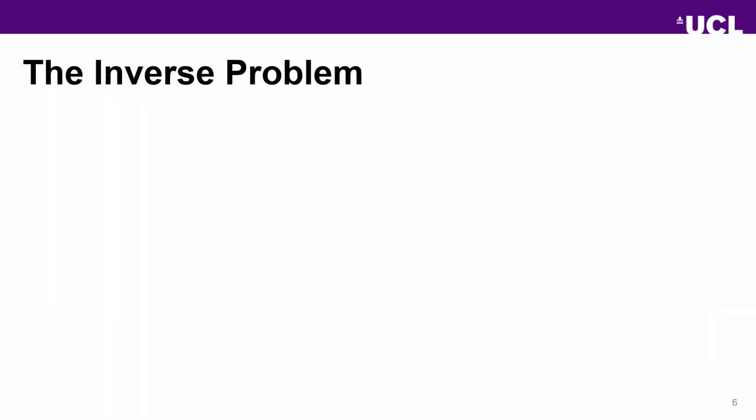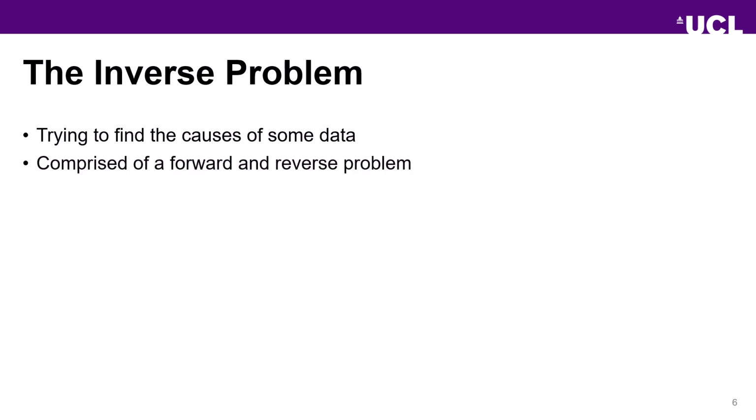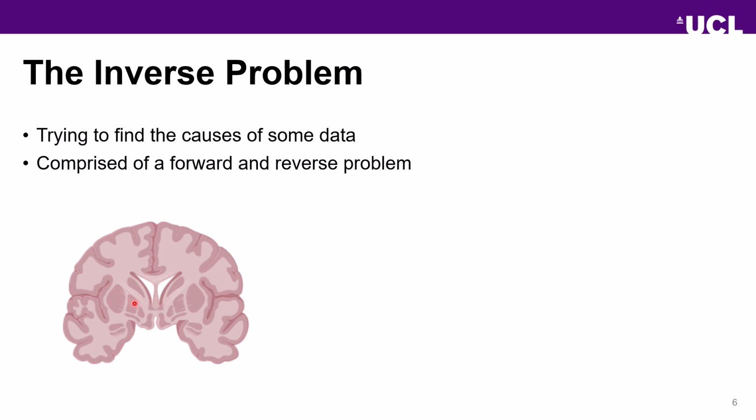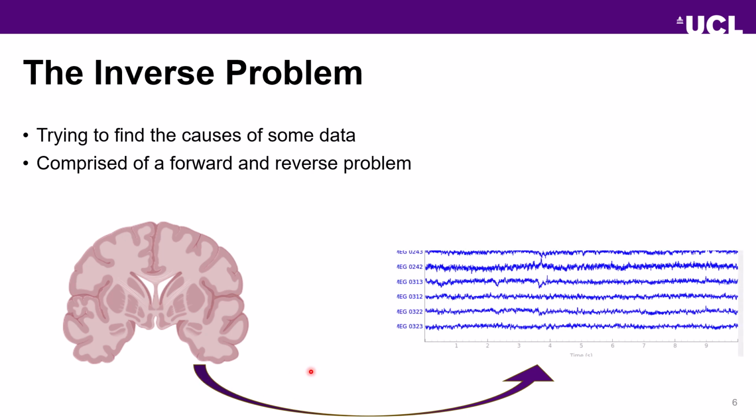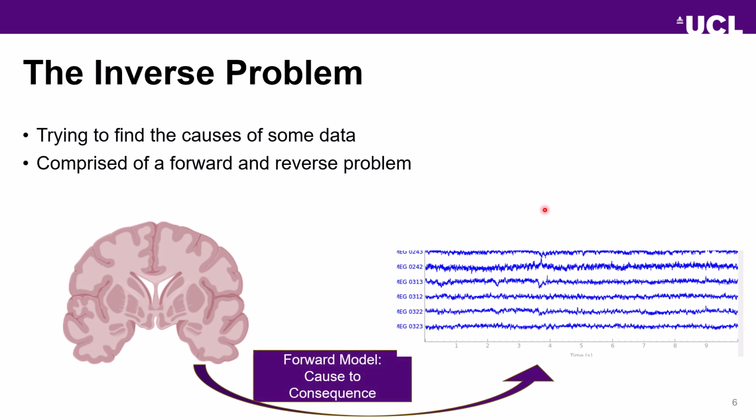So DCM is a way to solve something called the inverse problem, which some of you may have heard of. So we're trying to find the causes of some data, and this is comprised of a forward and reverse or inverse problem. So if we start with our brain and we have some method to measure the brain, which is represented by this arrow here, so it could be MEG, EEG, fMRI, and that produces some data that might look like this. So this is some MEG data, and this is going the forward model. So this is going from cause to consequence. So the brain is causing something, and this data is the consequence of it.